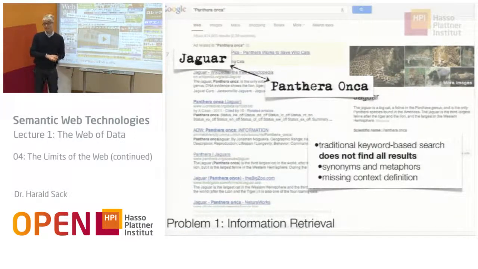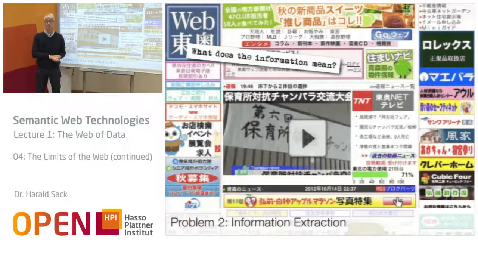Consider a second problem, information extraction. We have already talked about that. So consider a web page with Japanese writing, and you are not able to speak Japanese. So what does the information represented within that page really mean? We have no idea. And it's the same for the computer. If the computer wants to extract information, it has no idea what it really means.